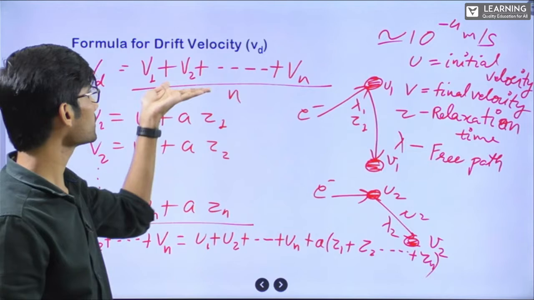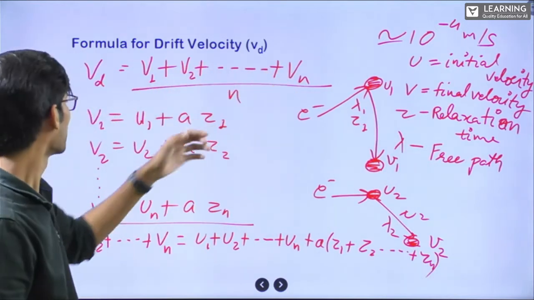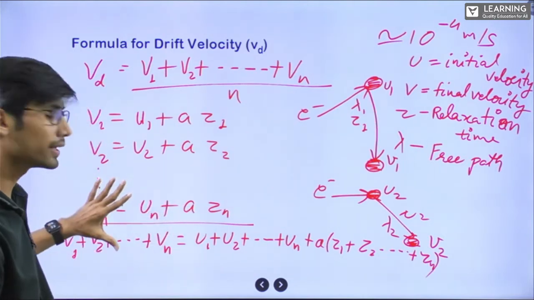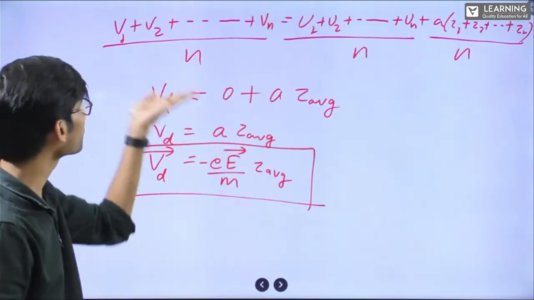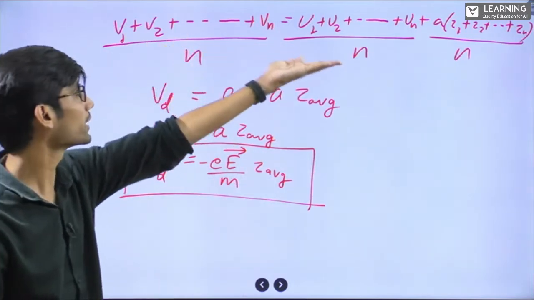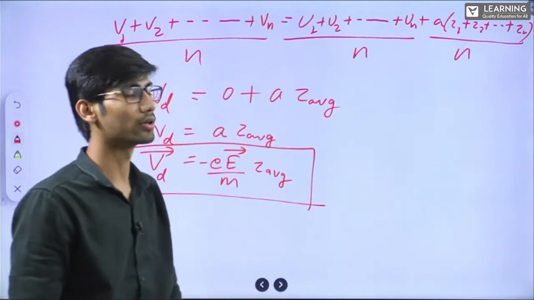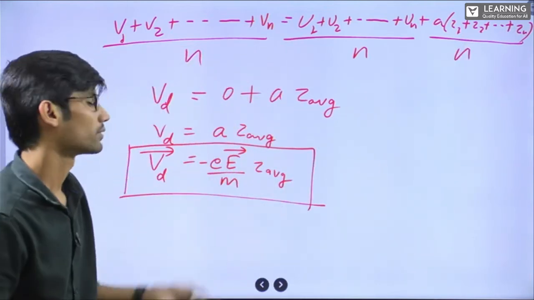Drift velocity is the average of all the velocities, V1 plus V2 till Vn divided by n. So from here V1 I have written for all the electrons from first electron till nth electron and I added them. So this addition is equal to this addition. From here dividing both the sides by n, this is Vd, that is 0 U average, and that is A into tau average. From here A is E by m tau average.